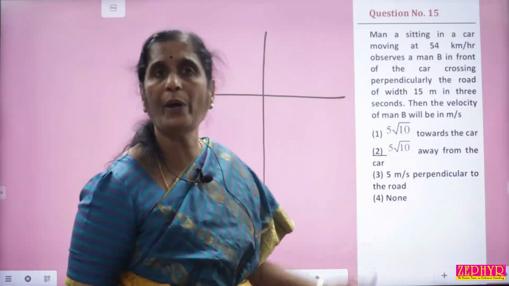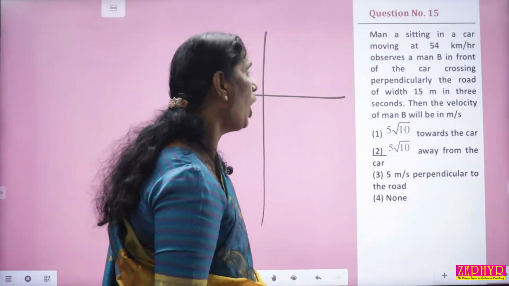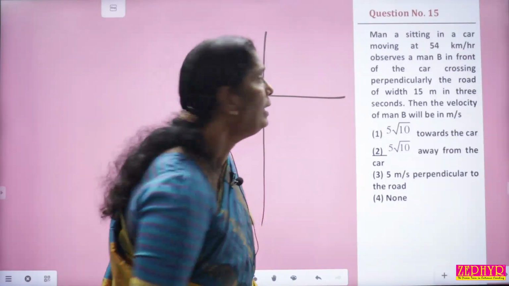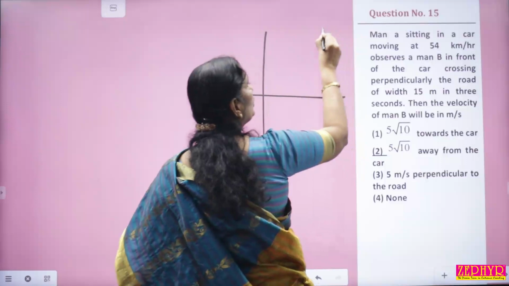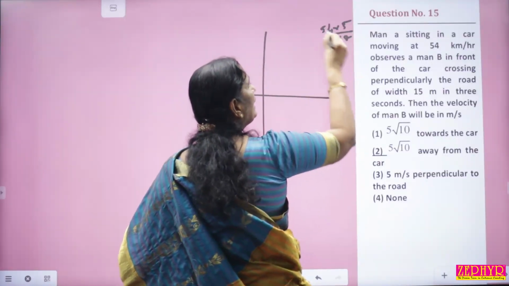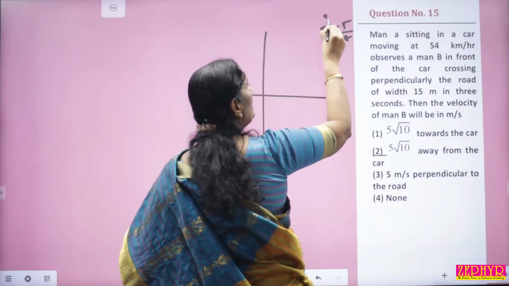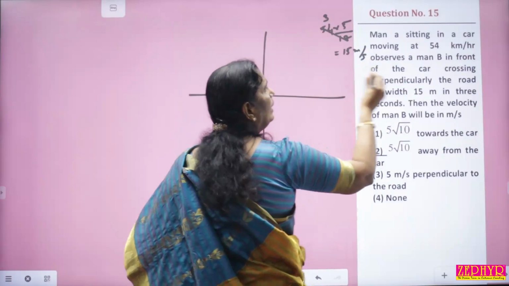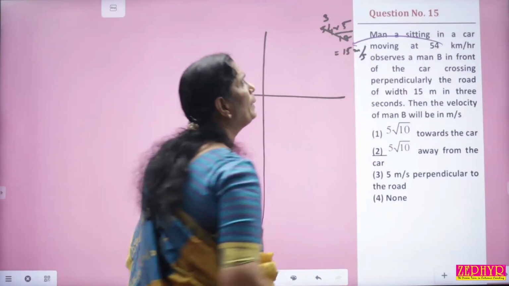so we want a starting point. So a man is sitting in a car moving at 54 km/h. That 54, let me convert it into meter per second. 5 by 18. So this will go by how much? 3 times. So 15 meter per second. So this can also be written as 15 meter per second.